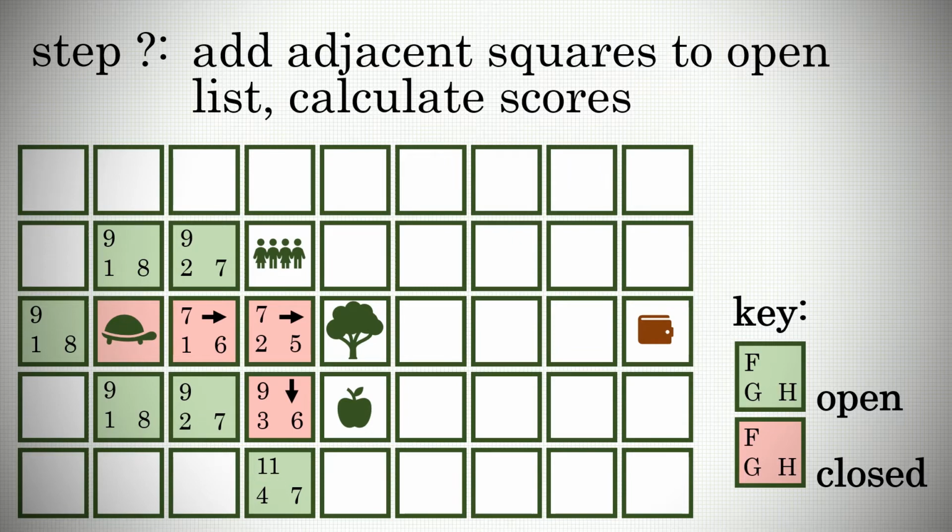Thanks, Purple Arrow. Now, we pick the square in the open list with the lowest F score and add it to the closed list. Once again, there's a several-way tie. For the sake of our sanity, let's just pick this square. Now, neither Todd nor I want to bore you with the details, and since we've already gone through a couple cycles of the algorithm, let's just zoom ahead until we reach the wallet.